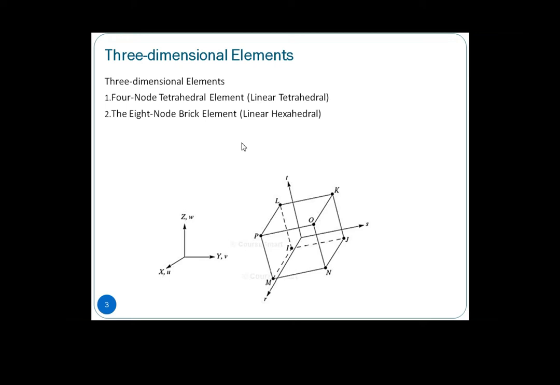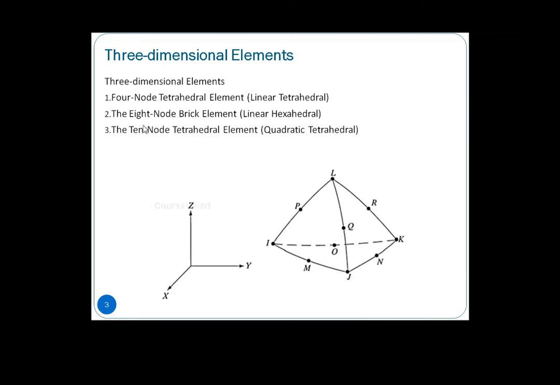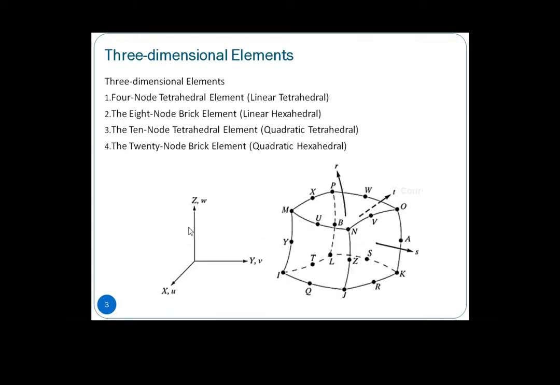In linear, of course, we also have higher functions, basically quadratics. So from 4 nodes, if you include the mid-side nodes, then you become 10 node tetrahedral elements. Then it's what we call quadratic tetrahedrals. The fourth one is the quadratic hexahedral, or what we call the 20 nodes brick elements, or the cube elements. Okay.